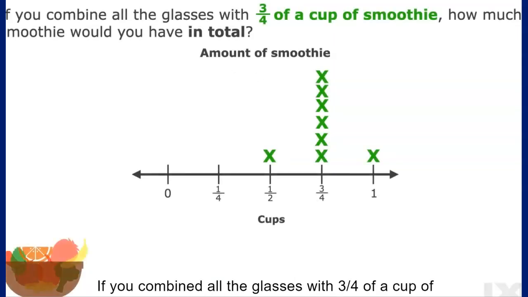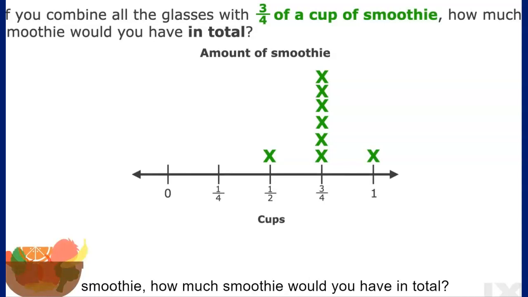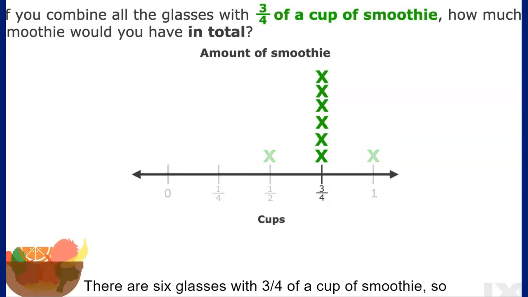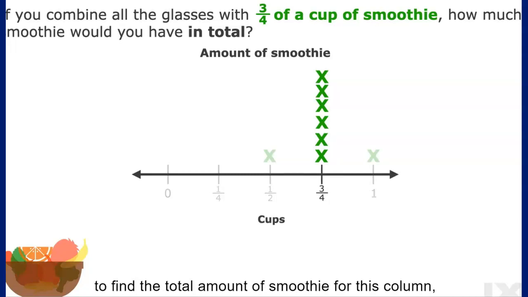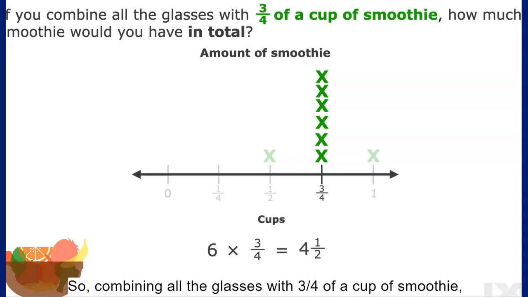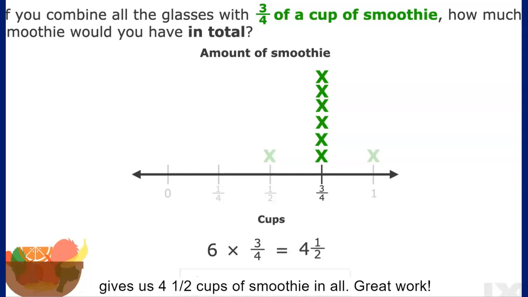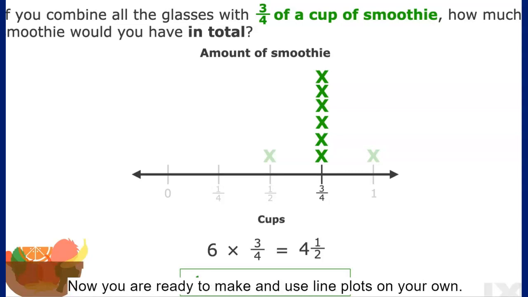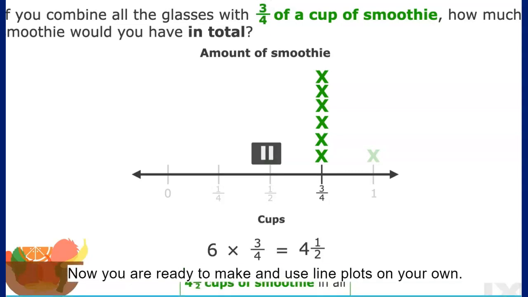If you combined all the glasses with 3/4 of a cup of smoothie, how much smoothie would you have in total? There are 6 glasses with 3/4 of a cup of smoothie, so to find the total amount of smoothie for this column, take 6 times 3/4. 6 times 3/4 equals 4.5. So, combining all the glasses with 3/4 of a cup of smoothie gives us 4.5 cups of smoothie in all. Great work! Now you are ready to make and use line plots on your own.